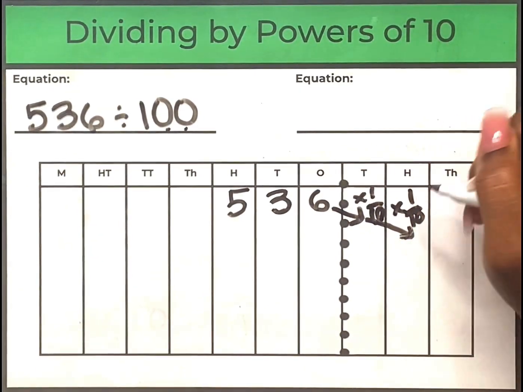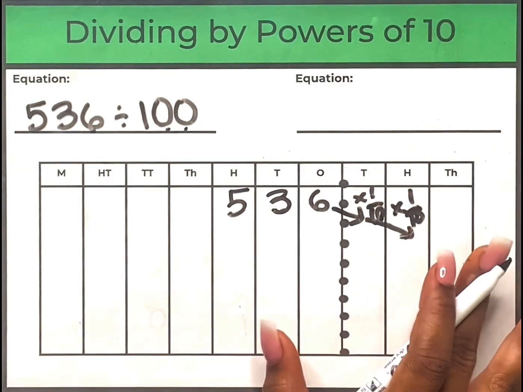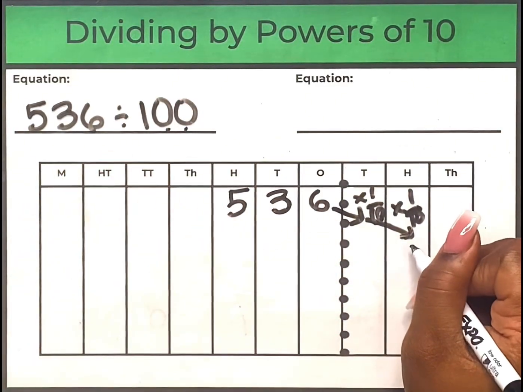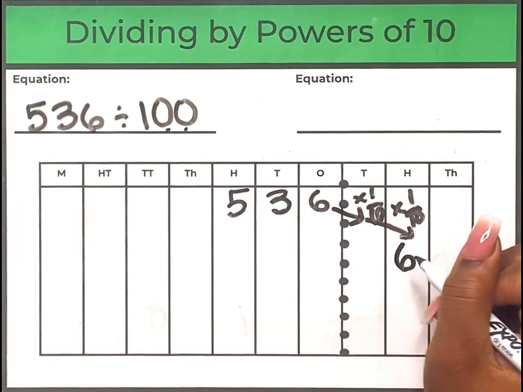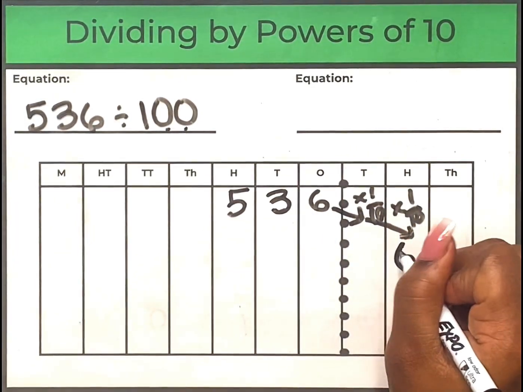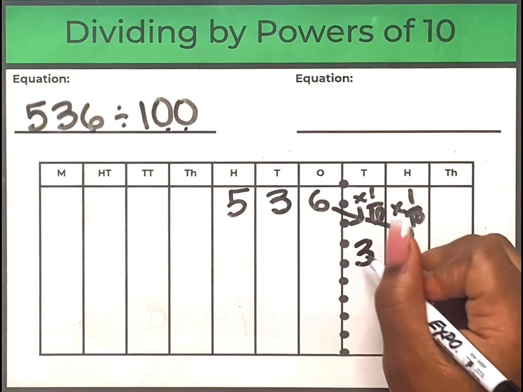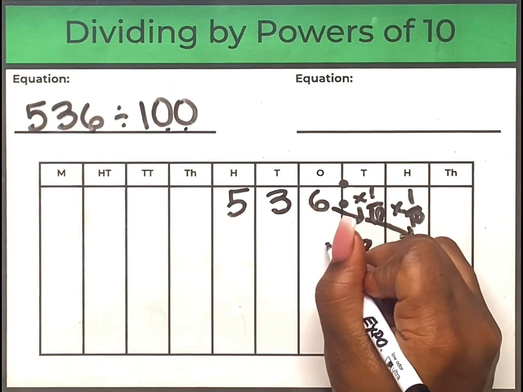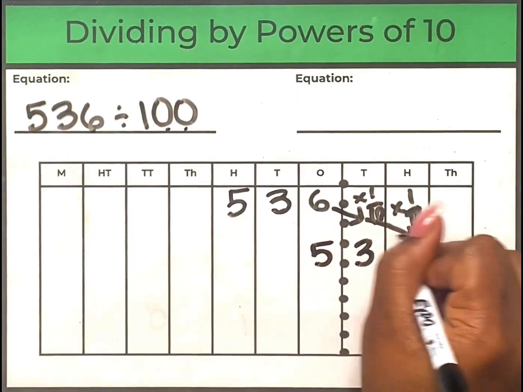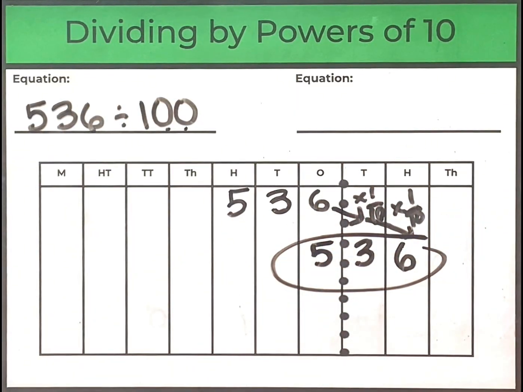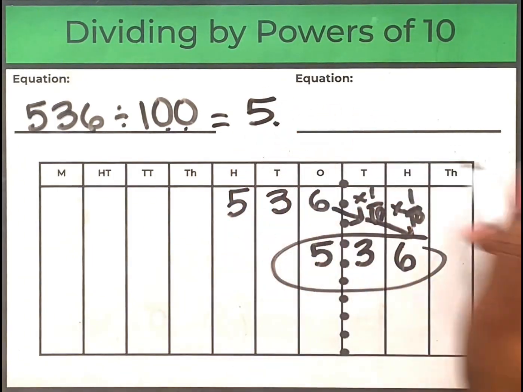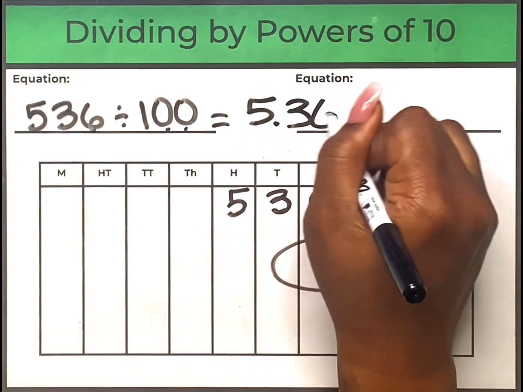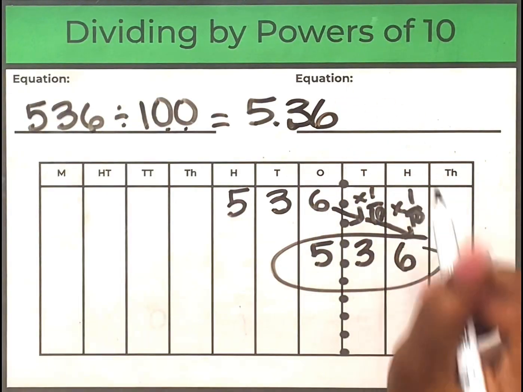I'm going to work it out. Hopefully you paused it to work it independently. Now I've moved back twice because I'm dividing by 100. 6 is now here, 3 is now here, and 5 is now here. I'm going to circle my final answer, and my final answer is 5 and 36 hundredths.